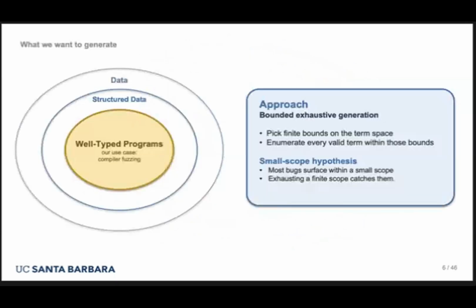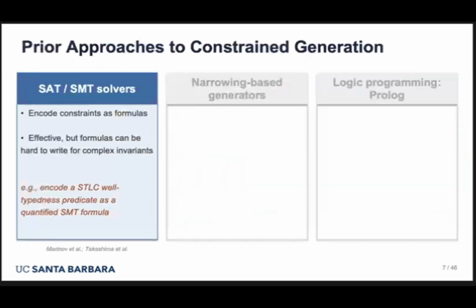Okay, so now that we've identified what we want to generate, let's talk about how we're going to do that. The approach that we took is bounded exhaustive generation, where you pick a finite bound on the term space, and you can enumerate everything valid within those bounds. This rests on something called the small scope hypothesis, which, if you're not familiar, basically says that most bugs are going to surface within a small scope. So if you completely exhaust that small scope, then that is enough to catch quite a few bugs.